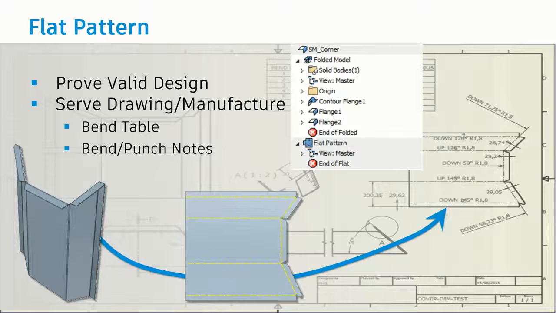Okay. So then it's a flat pattern. Inventor's file structure has two folders to represent two statuses for sheet metal: the unfolded model and the flat pattern. We usually use the flat pattern for two purposes. The first is to validate the design. If the sheet metal can be flat patterned, the design is good. If it cannot, you need to recheck your design to make it work.